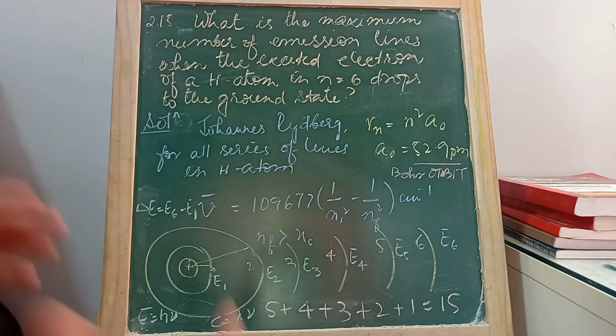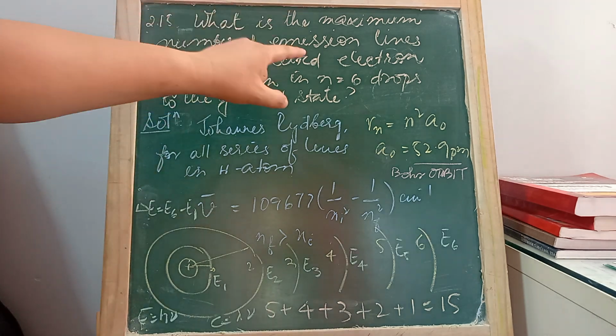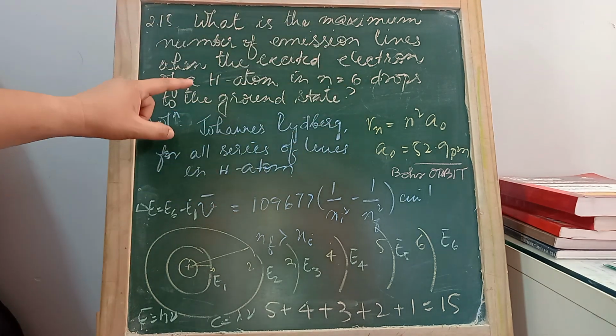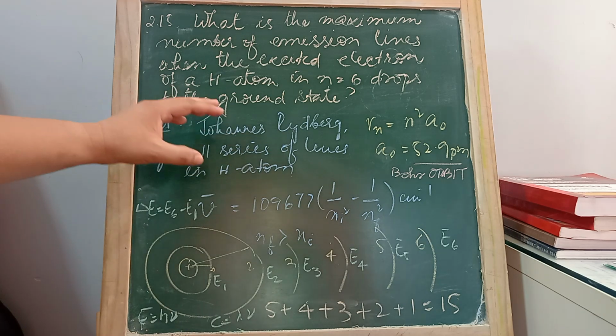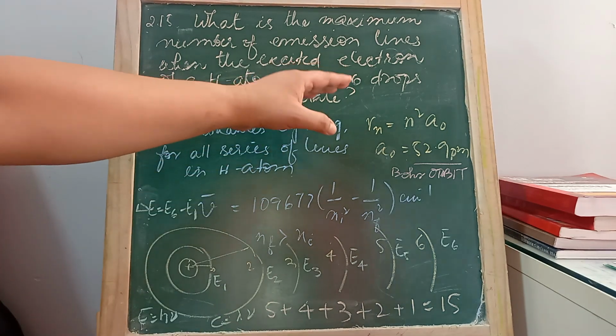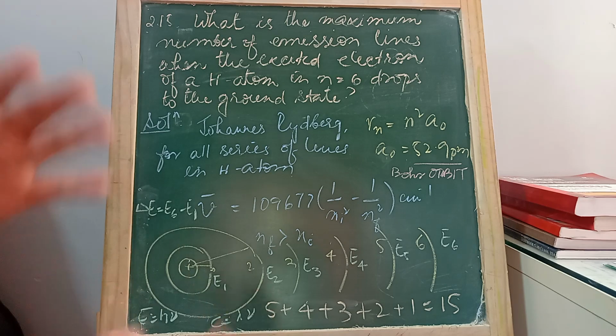Okay, young learner, let's do one more numerical problem related to the emission lines that we get for the hydrogen atom. The question is taken from the NCERT textbook of class 11 chemistry, chapter number 2, the structure of atom. Question number 2.15. What is the maximum number of emission lines when the excited electron of a hydrogen atom in n equal to 6 orbit drops to the ground state?